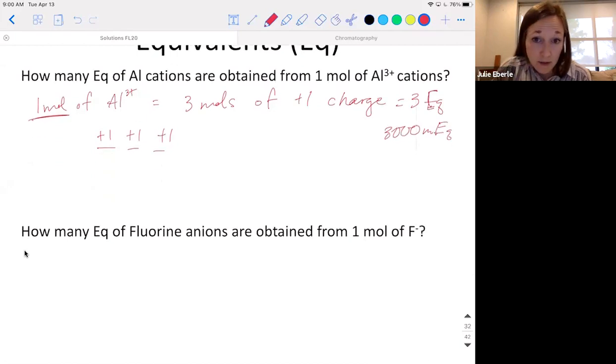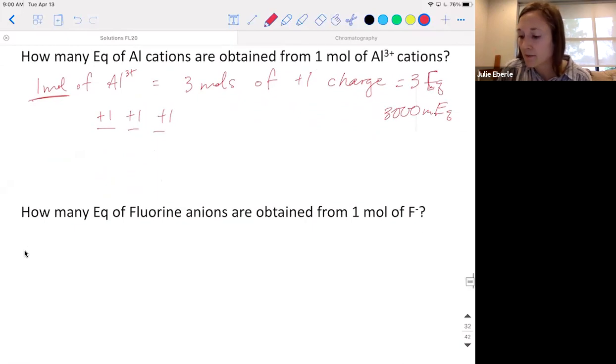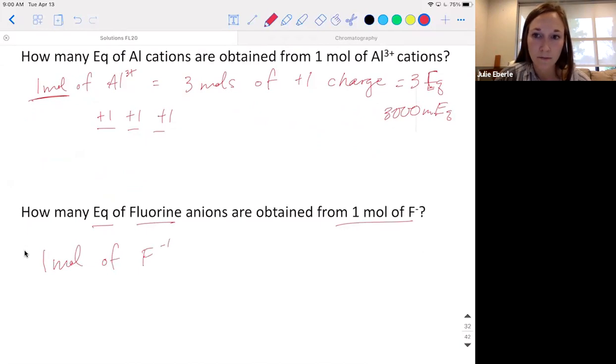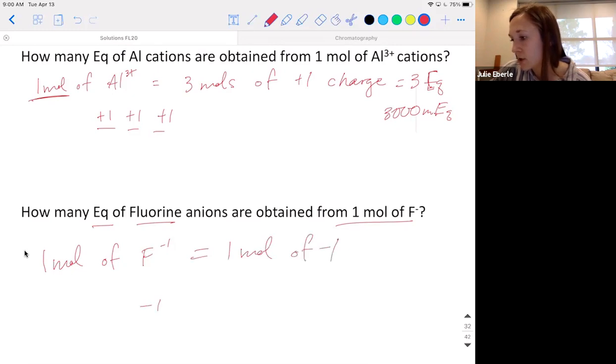Okay, last problem, because this can be done with negative charge too. It doesn't differentiate negative or positive. It just says 1 mole of charge. So let's look at an anion. How many equivalents of fluorine anions are obtained if we just have 1 mole of F minus 1? Again, don't be thrown off by the negative. It's just, we got 1 mole of -1 charge. So I've got 1 mole of -1 charge. So that equals 1 equivalent, okay?